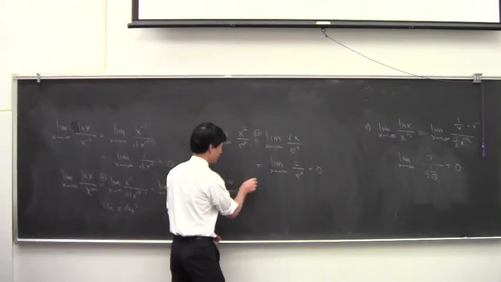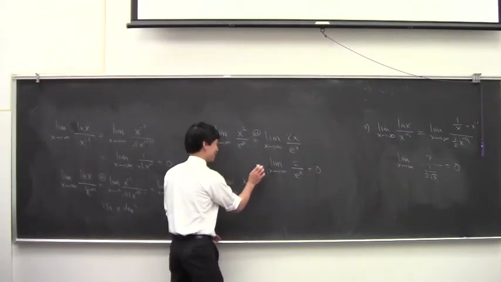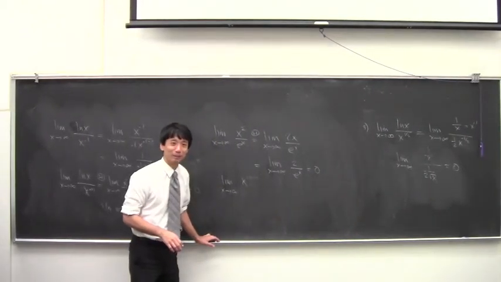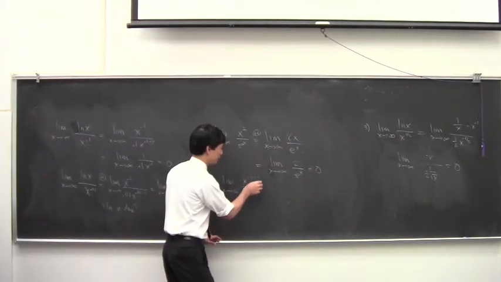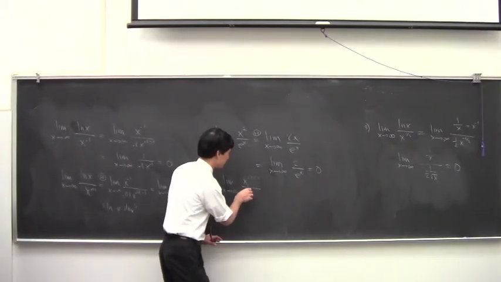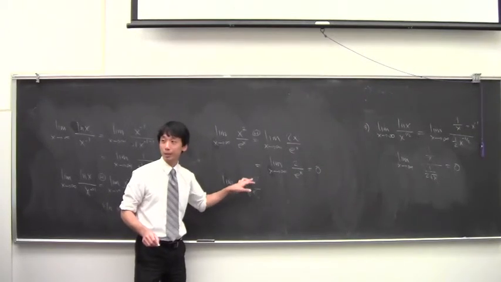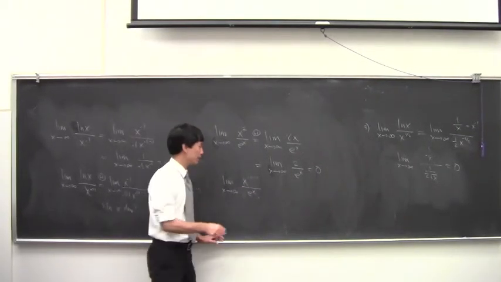Suppose I take x to the 1,000. What if it's 1,000 to the x? That's something different. So e to the x beats any polynomial, is what you want to say here.